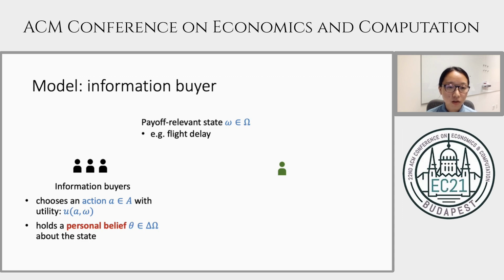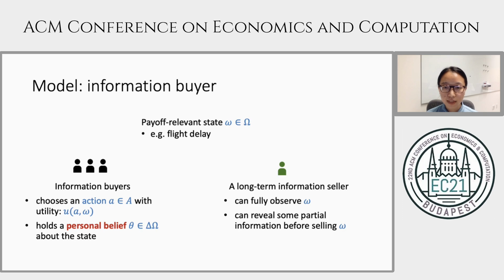And each of the buyers holds a personal belief about the state, denoted by a distribution theta. We have a long-term information seller who can always fully observe the omega after it's realized. And the seller wants to sell this information of omega to the buyers. And the seller can use a strategy to reveal some partial information before selling the information.